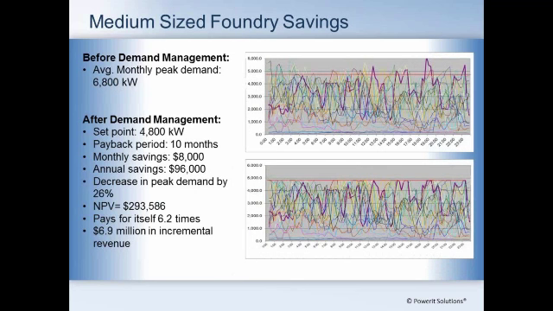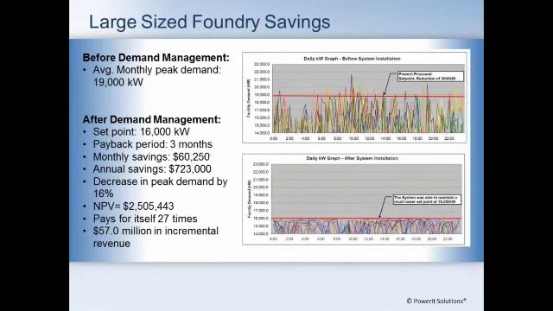Foundry that was operating with a peak demand around the clock, you can see their power usage was spiking throughout the course of the day. Once the set point was put in, they were able to maintain a flat level of 4,800 kW, and they had significant savings of roughly $96,000 annually, so $8,000 per month.